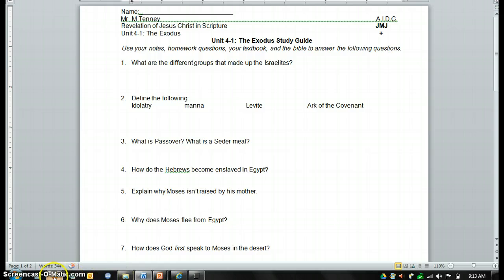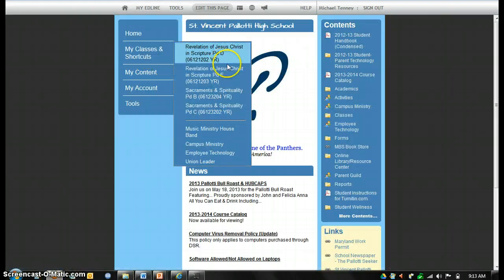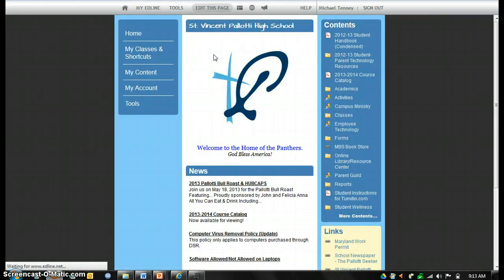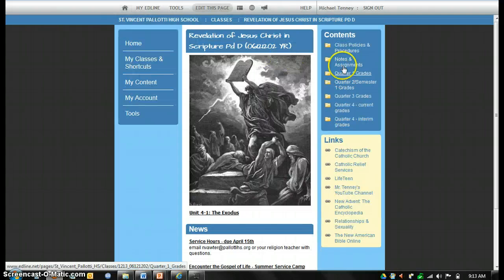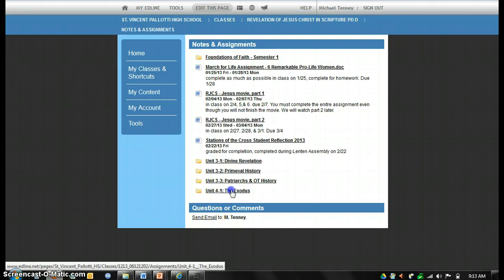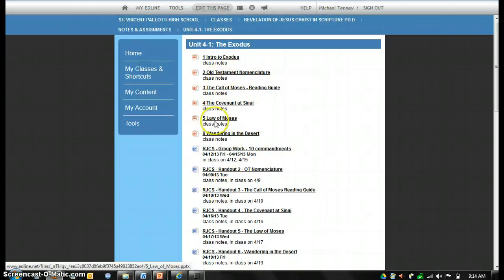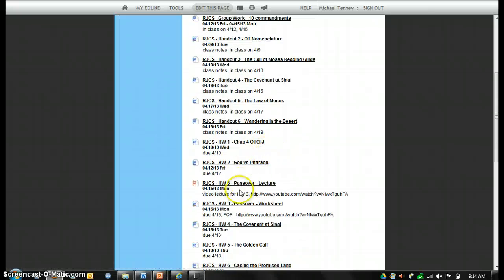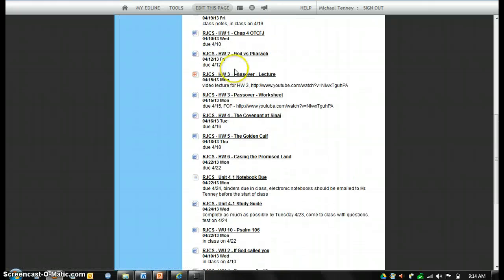I want to remind you, of course, that on Edline, if you're missing any of the notes from this unit, you can go up here to Notes and Assignments, and you can find every little thing you could ever want. All the warm-ups, all the homeworks, all the PowerPoints, everything right there. 1, 2, 3, 4, 5, 6, and then the one we did for homework, the Passover one, right there. I'll be talking about this one later, so make sure you know where this one is, because I'm not going to talk about this because I already made a video about it.